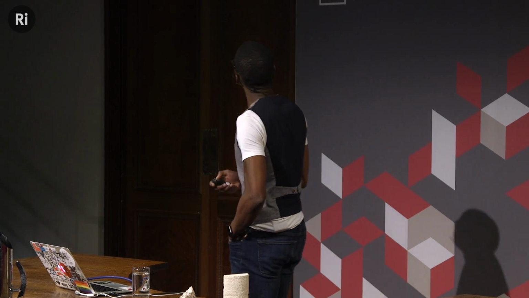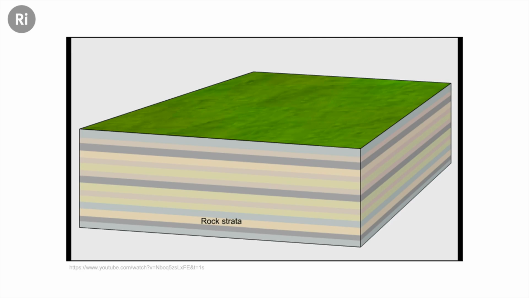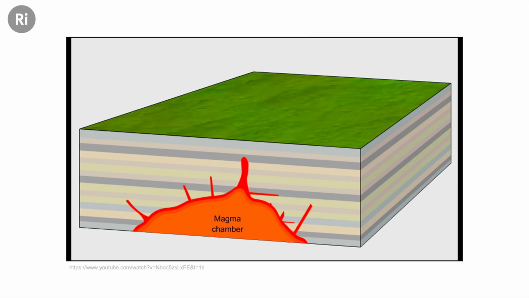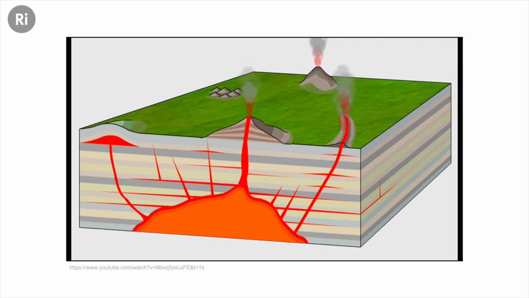So let's get started. If we think about layered rocks, sometimes those rocks can melt. And as shown in this video, those melted rocks, that magma, can rise up through those rock layers, through that strata, and intrude those layered strata and feed volcanoes, as shown in here.